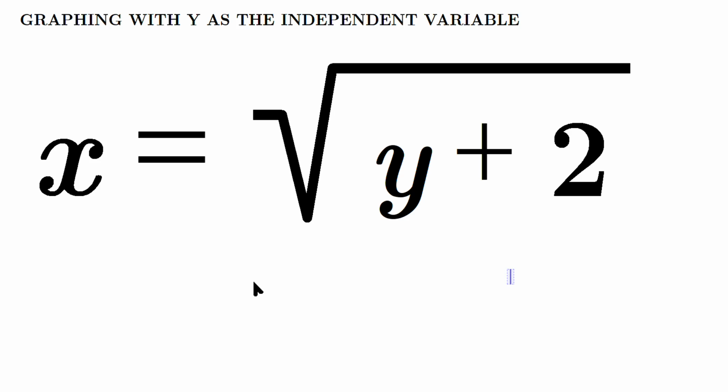Welcome friends, let's take a look at graphing with y as the independent variable. We have x equals the root of y plus 2. Notice that y now is part of the expression with the root and the positive 2 added to it. So y is the independent variable, the one whose values we can choose. Let's do this graphing then.